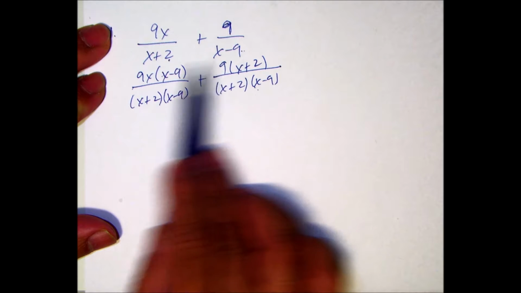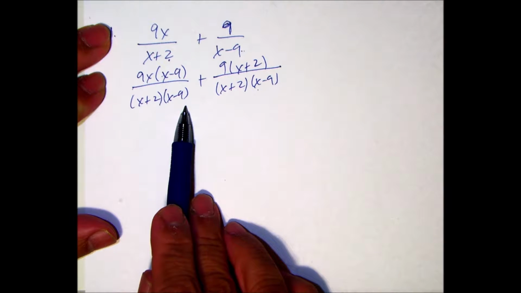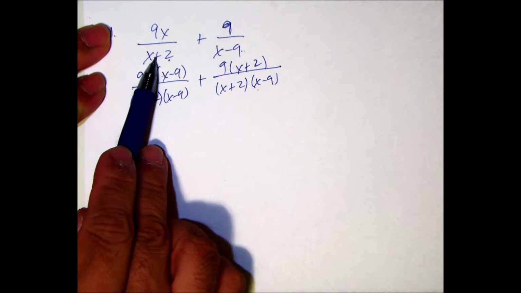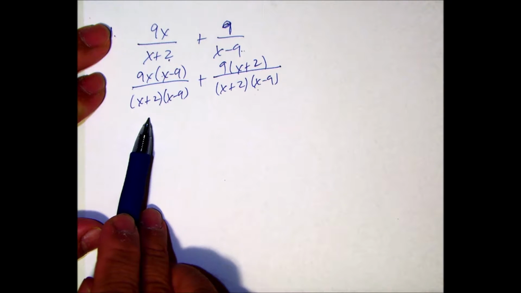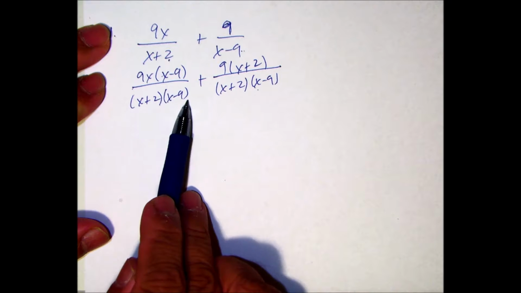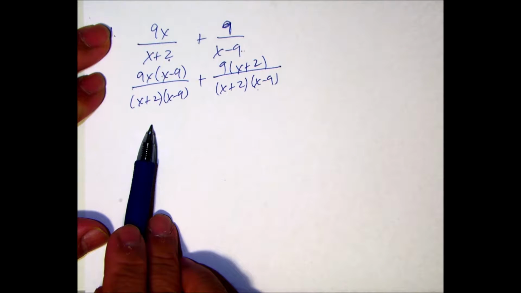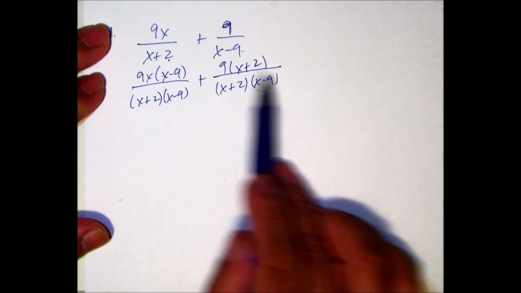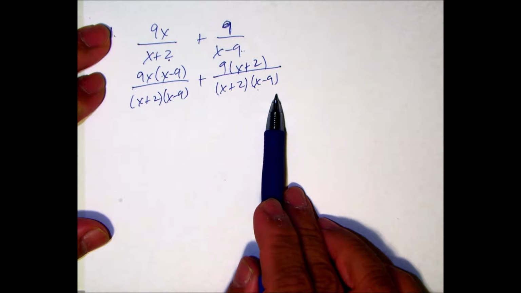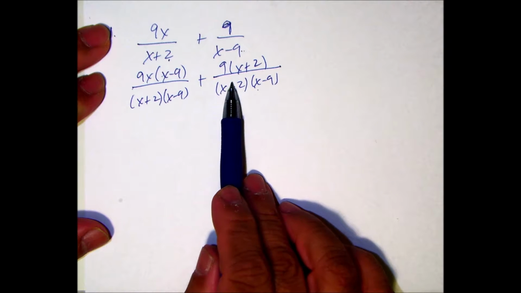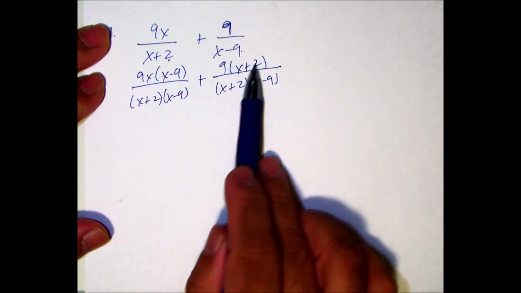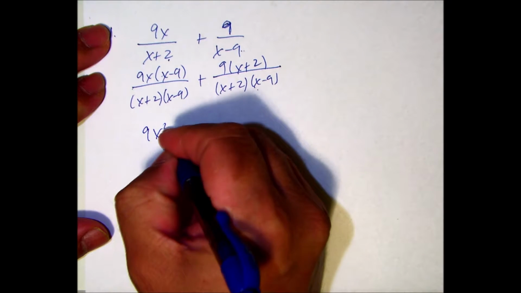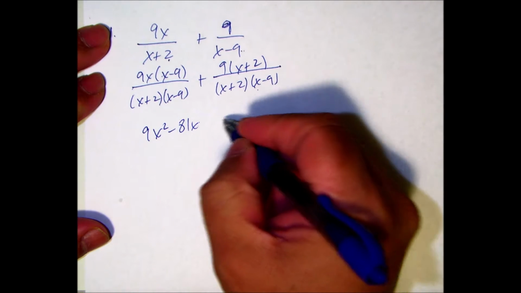Alright, so again, the denominator was x plus 2 and x minus 9. The common denominator is a combination of those two, so it's x plus 2 times x minus 9. Going from the original denominator to the new denominator, there's a new factor of x minus 9, so I have to multiply the numerator by x minus 9. Over here, the denominator changes from x minus 9 to x plus 2 times x minus 9. So the new factor is x plus 2, so I have to multiply the numerator by x plus 2. Alright, so that becomes 9x squared minus 81x.